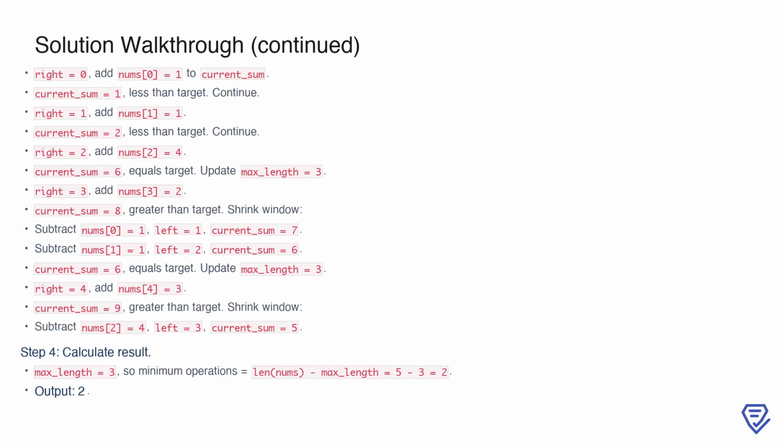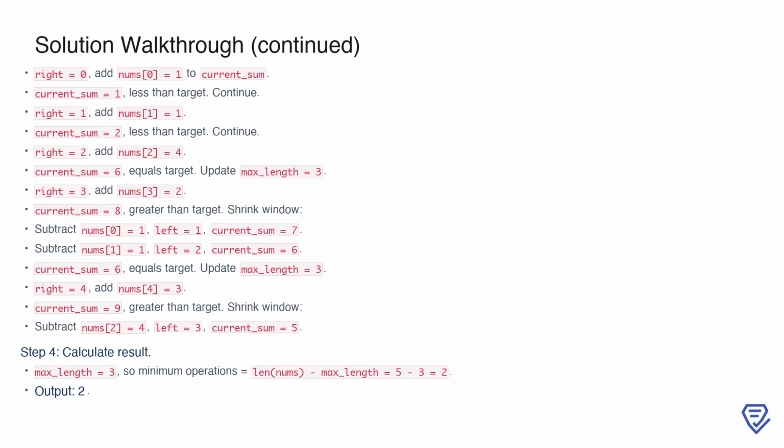Starting with the right pointer at 0, we add nums[0], which is 1, to current_sum, making it 1. Since this is less than the target, we continue expanding. Moving to right equals 1, we add nums[1], also 1, to current_sum, updating it to 2. Still less than the target, we proceed. When right reaches 2, we add nums[2], which is 4, bringing current_sum to 6. This matches the target, so we update max_length to 3, the size of the current subarray.